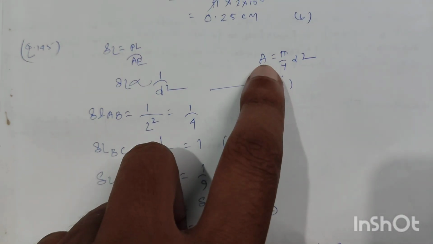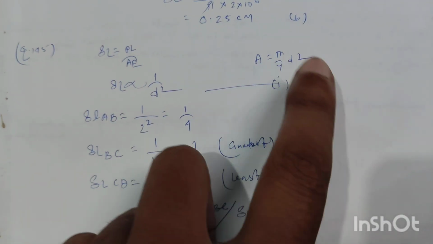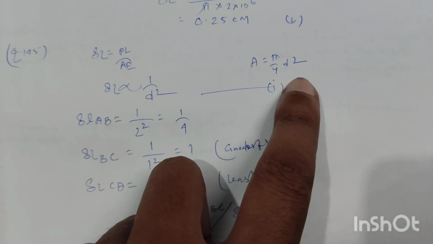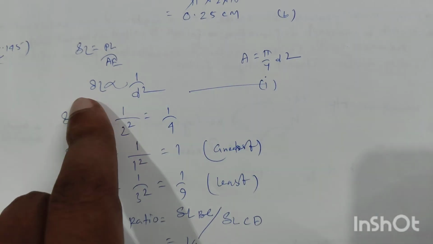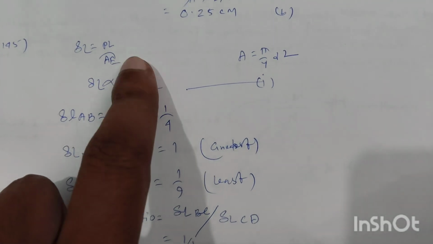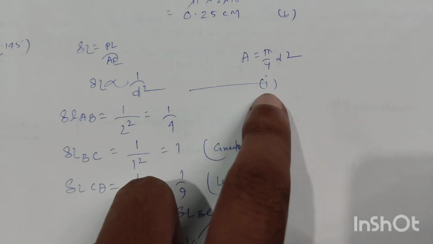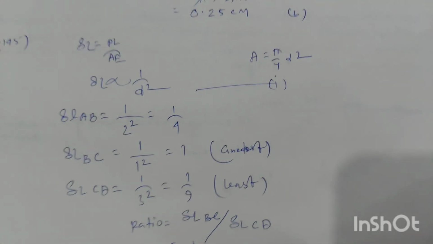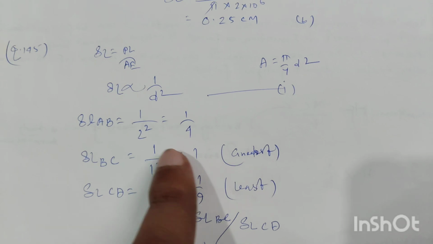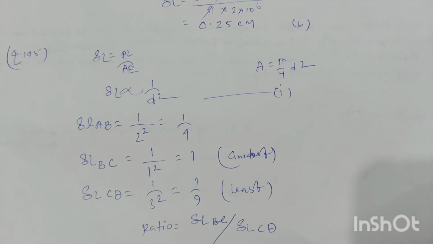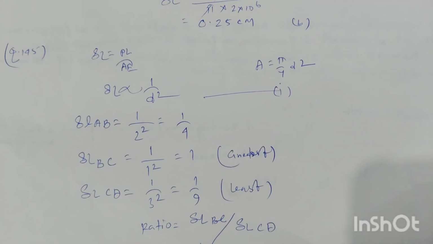Okay, and we know the formula for cross-sectional area, A equal to pi by 4 into d square, where d is the diameter of the member. So we can write del L is inversely proportional to 1 by d square. This is our fundamental equation. For the part AB, del L AB, the diameter is given 2 centimeters, so 1 by 2 square equal to 1 by 4.